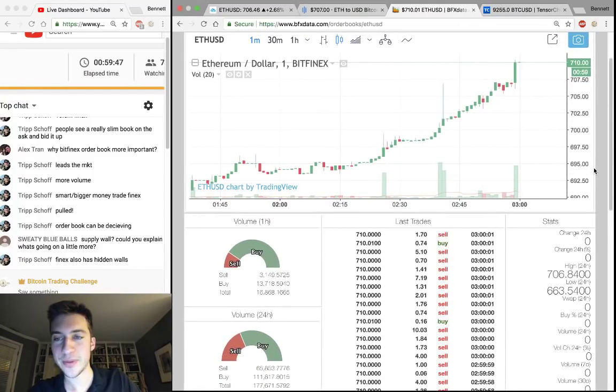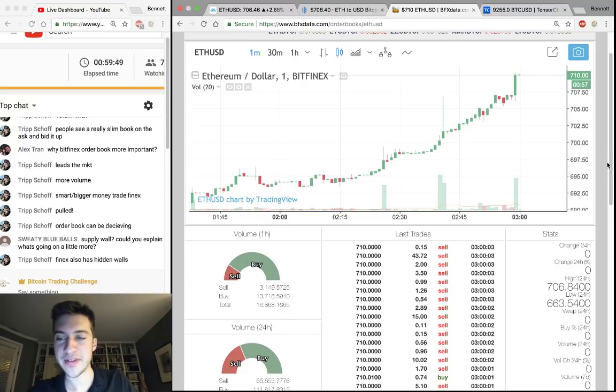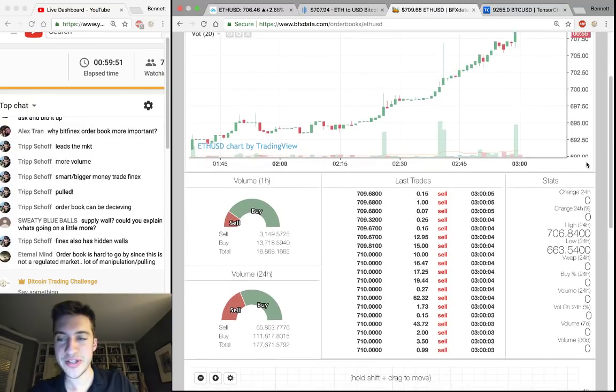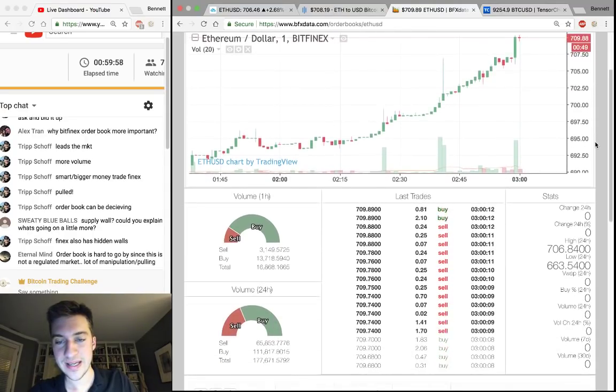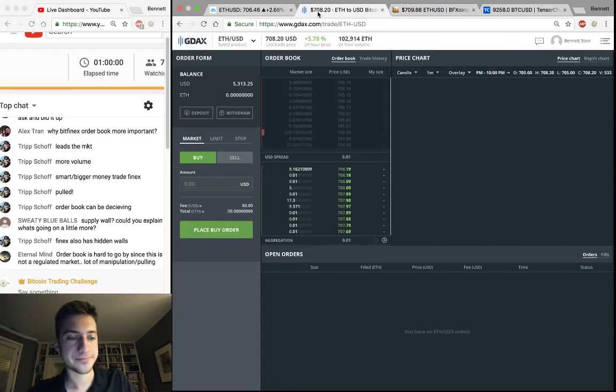We're not in the market, but that's why. So price just went up to 710, and traders are just selling like crazy. So we have a volume spike here. This is not a great sign. Yeah, that's not a great sign at all.